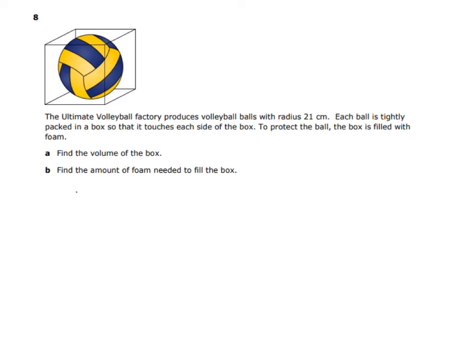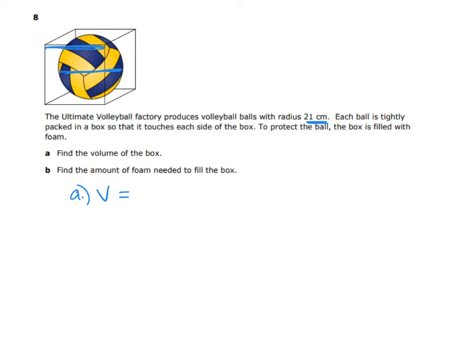Okay, that box is going to be a cube, so to find its volume, we just need to take each edge and cube it. Now, if the radius is 21 centimeters, that means that the diameter of the ball would be 42. The diameter of the ball is also going to be the length of one of these edges, okay? Because remember, the ball touches on all sides.